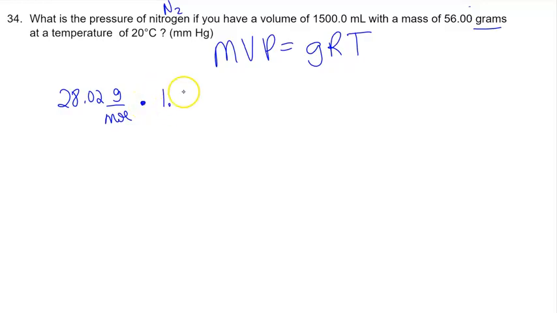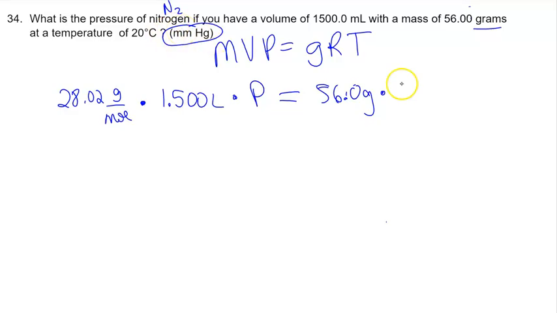Volume, I have to have that in liters, so I need to move my decimal 3 times to the left to go from milliliters to liters, or I could also choose to do a grid. I'm looking for pressure. My mass is 56.0 grams. And I have to pick an R. In this case, I could pick any R, but this problem specifies that I want it in millimeters of mercury. So I need to do 62.4 millimeters of mercury liters per mole Kelvin.